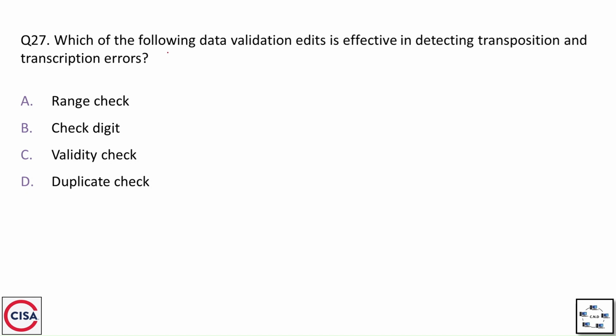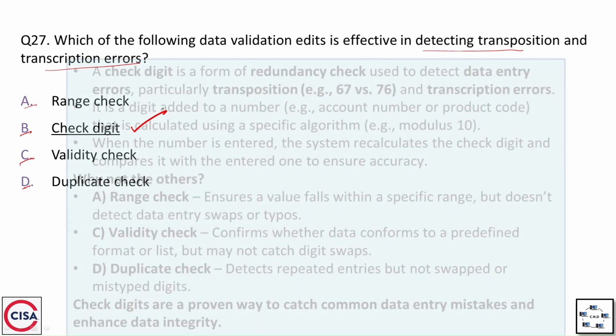Question number 27. Which of the following data validation edits is effective in detecting transposition and transcription errors? Option A, range checks. Option B, check digit. Option C, validity check. And option D, duplicate check. The correct option is option B, check digit.